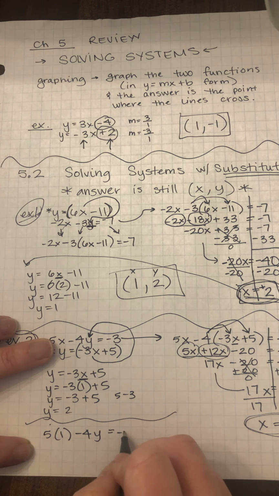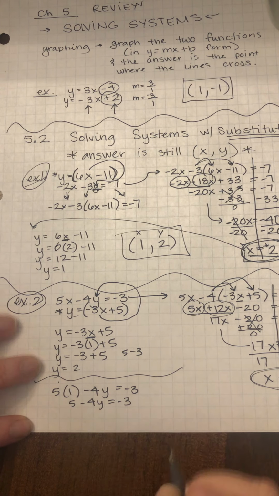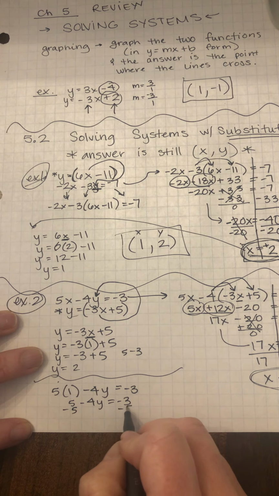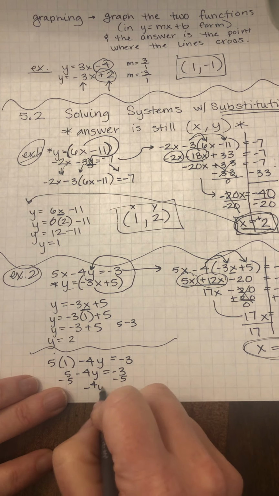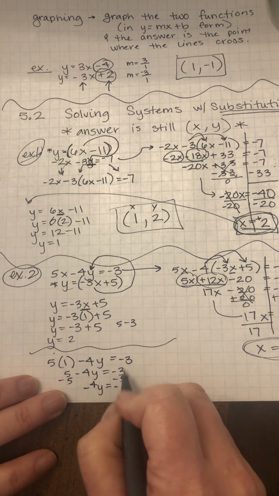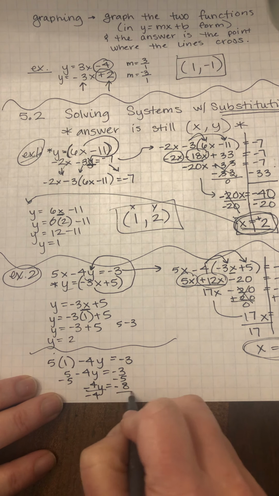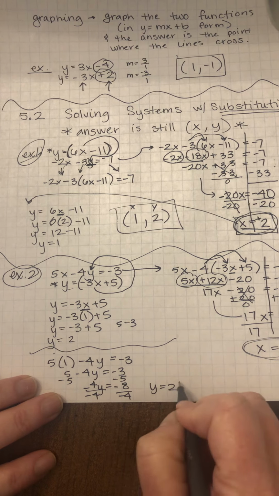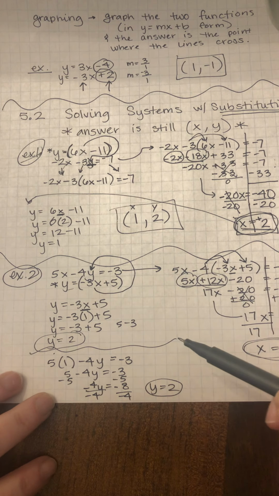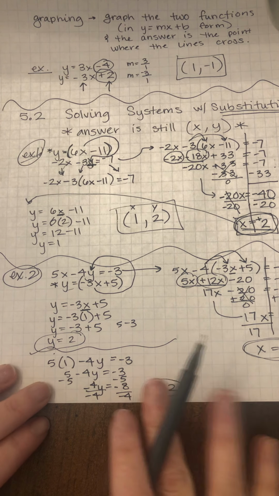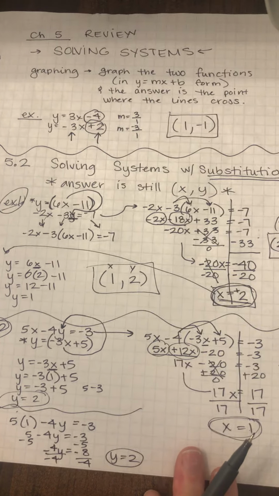So minus 4y equals negative 3. 5 minus 4y equals negative 3. Move the 5, so I get negative 4y equals negative 8. Divide by negative 4, and y equals 2. So it doesn't matter which one you sub in for. You don't have to sub into both equations. I'm just showing you that if you do the math correctly, it's whatever your preference.